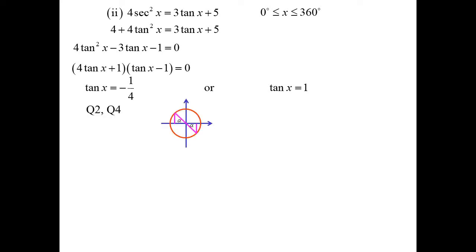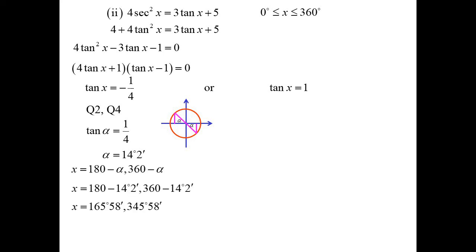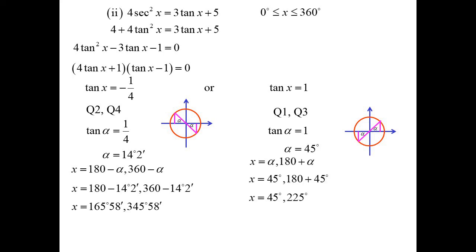So minus 1/4, second quadrant or fourth quadrant. And let's work out the acute angle. I've done it to the nearest minute, 14 degrees 2. So we end up with our 2 answers there, 165.58, 345.58. Tan x equals 1, that's positive, so it'll be in the first or the third quadrant. The acute angle in this case is one of our exact ones, 45 degrees. So there's another 2 possibilities.